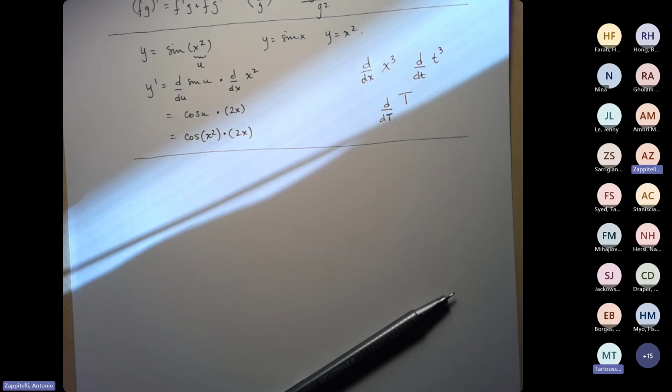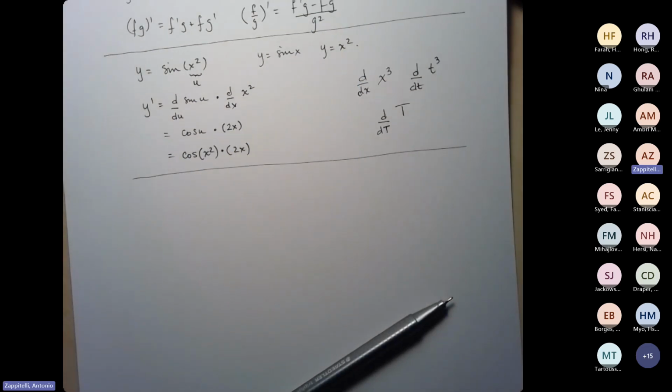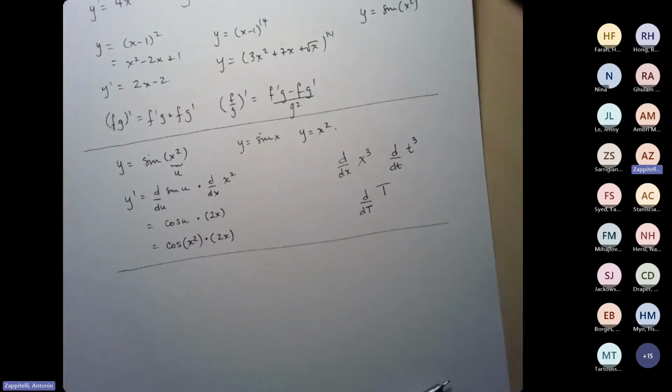Perfect. Faiza Tasmin, I don't see on the list. Is Faiza here? No. And Nina Tverdonova. Is Nina here? No. Okay. So give me just a second. I have to send this off.